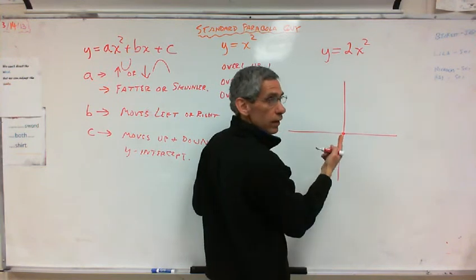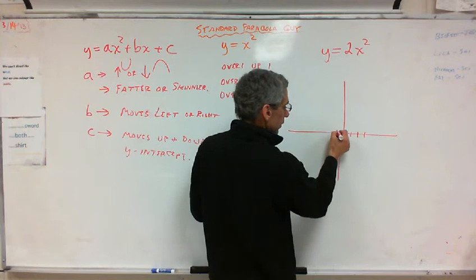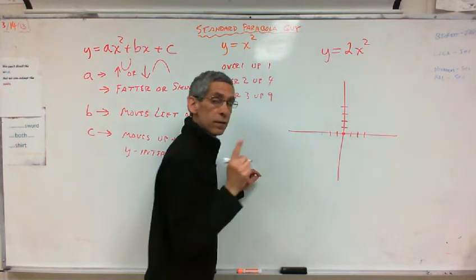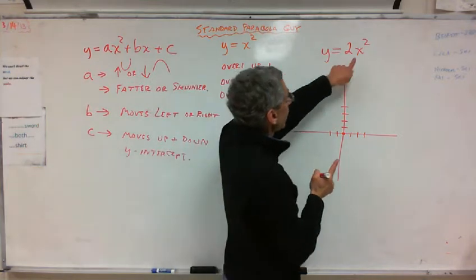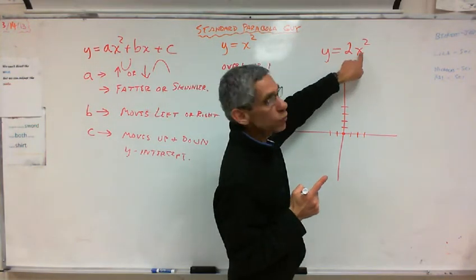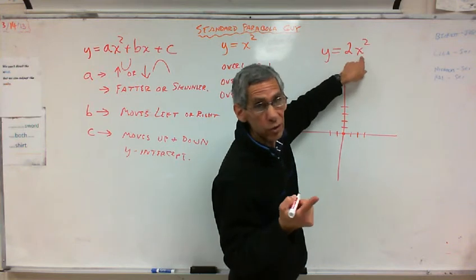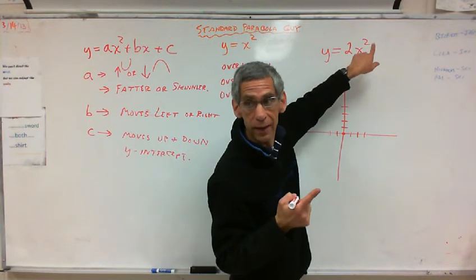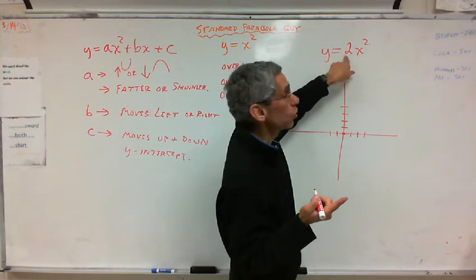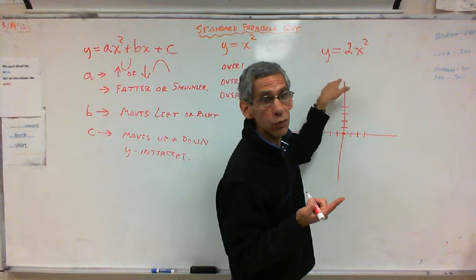If x were 1, so over 1, it would be 2 times 1 squared. Do you double the numbers? Well, sort of. It's not 2 times 1, which is 2, and then squared is 4. It's not that. It's 1 squared first, which is 1, and 2 times 1 is 2. So instead of over 1 up 1, it's over 1 up 2.